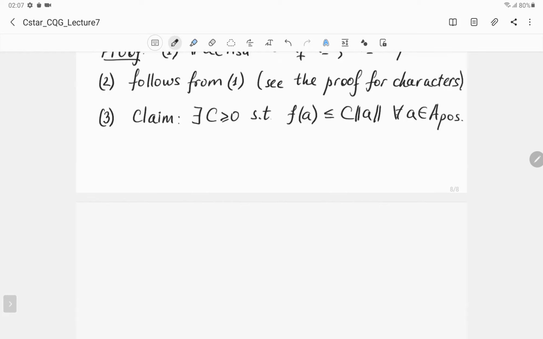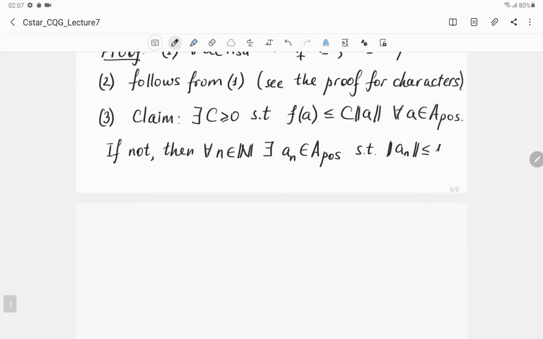Well, assume that this is not the case. And if this is not the case, then for each natural number n, we can find a positive element A_n such that the norm of A_n is less than or equal to 1, and such that F of A_n is greater than or equal to 4 to the power n.